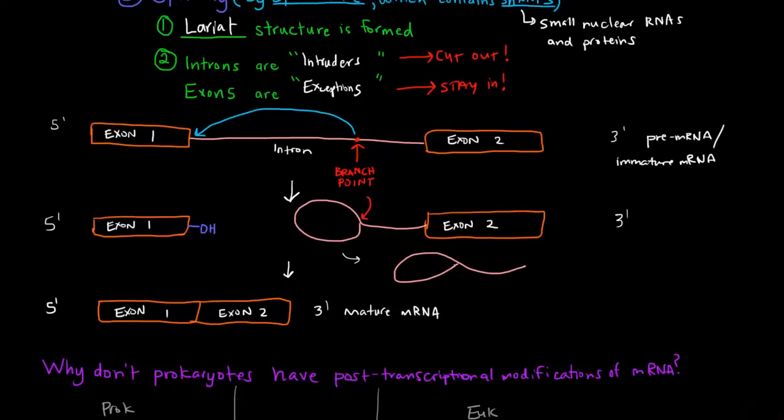Now what happens is that 3' OH group goes ahead and nucleophilically attacks here at the exon to cause this lariat. So let me actually label that. This lariat structure of the intron breaks off, and then exon 1 gets to connect to exon 2. So exon number 1 and exon number 2 become connected, and then this lariat structure dissociates away. So now we went from a pre-mRNA or immature RNA to a spliced and mature mRNA. So that's how splicing works.